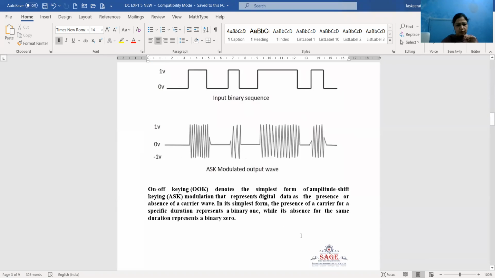On-off keying denotes the simplest form of amplitude shift keying modulation that represents digital data as the presence or absence of a carrier wave. The presence of a carrier for a specific duration represents a binary 1, while its absence for the same duration represents a binary 0.